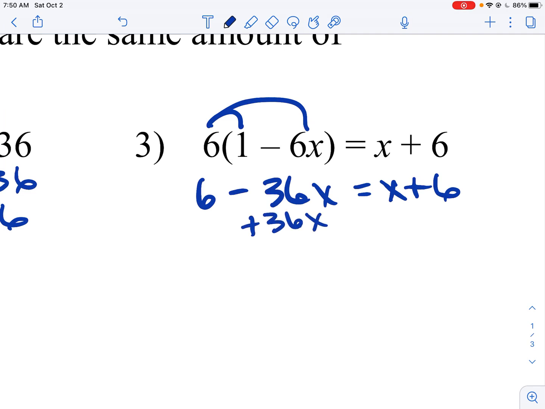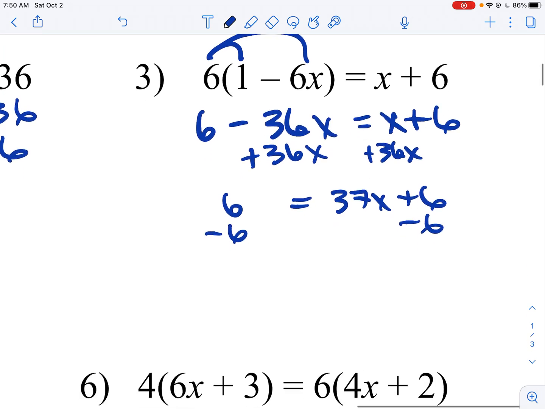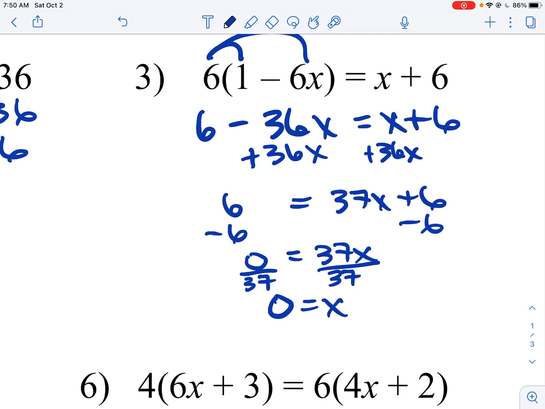So I'm going to subtract or add 36x to both sides, and I get 6 equals 37x plus 6. This is where it goes awry. When I subtract 6 from both sides, I get 0. For some people, this is where they stop because they think, I can't do anything else. You actually can, because 0 is a number, and 0 divided by anything other than 0 is 0. It is okay to have 0 as an answer.